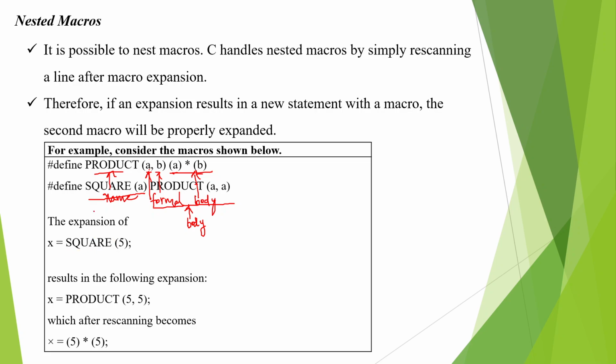So square will invoke square macro and 5 will go into A. Okay, this is clear. Then inside the body what we are having, product macro call we are having. So from here the replacement of square of A, that is square of 5, when you are doing the replacement of product of 5 comma 5 will be done. Product of 5 comma 5 will be done, and finally 5 multiplied by 5 will be done. So I will show you here. First we are invoking square of 5.